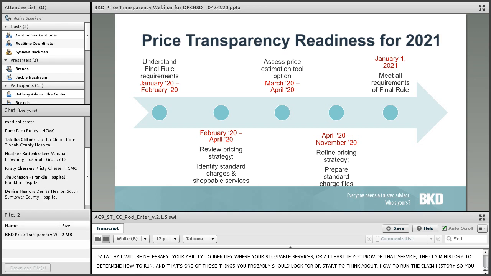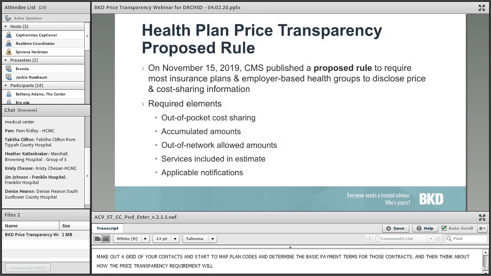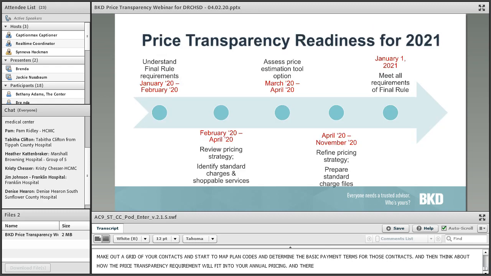First, just as you're doing today, you need to dig into the rules and understand these requirements, and then start to collect the data that will be necessary. CDM, that's going to your ability to identify where your shoppable services are, or at least if you provide that service. The claim history to determine how to run, and that's one of the things that you probably should look for, is start to think about how to run the claim history so that you can start to see those shoppable services as well as the ancillary services.